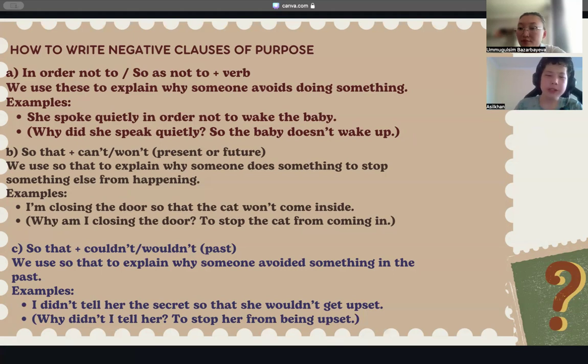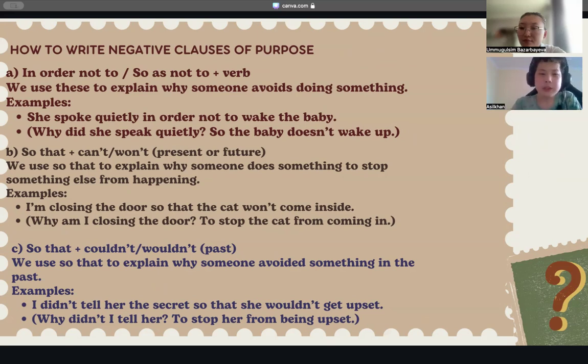She spoke quietly in order not to wake up the baby. To wake up the baby, you need to be very loud, but the result is negative. You don't want to wake up the baby. So in this example, she spoke quietly in order not to wake up the baby. So she avoided doing something. So the negative result doesn't happen.